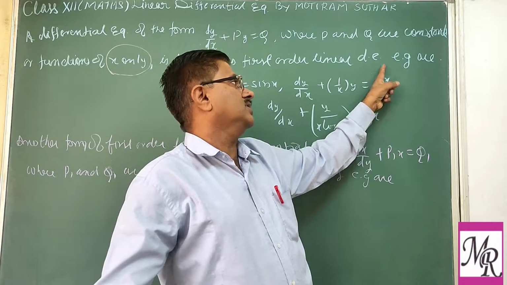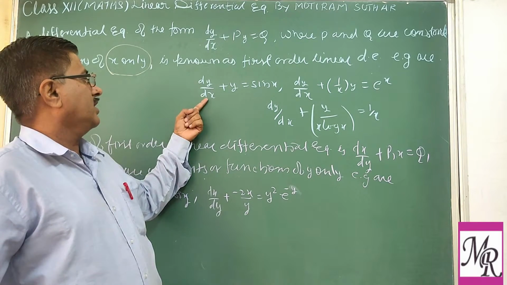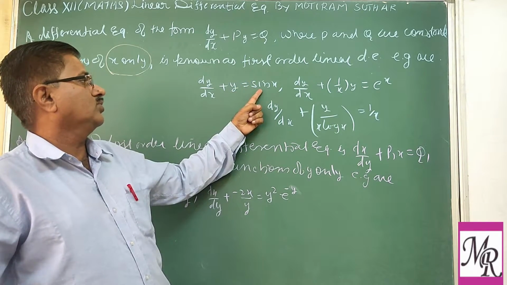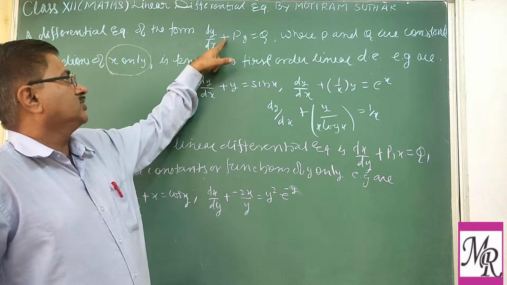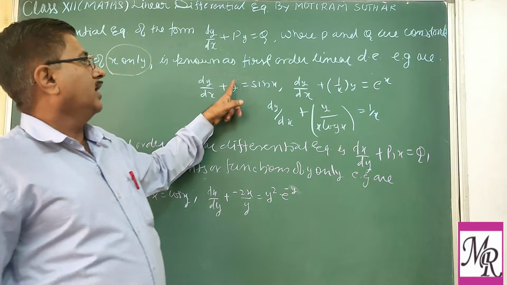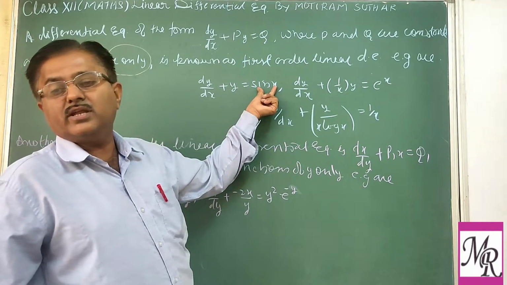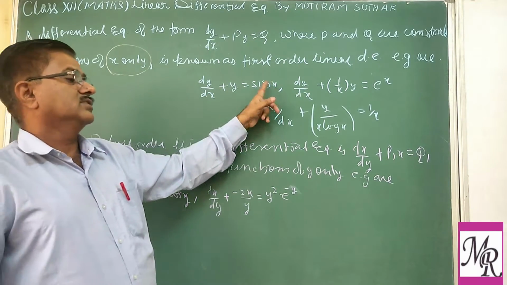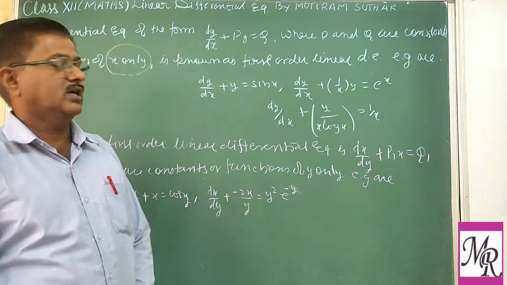Now we take some examples of this. For example, dy by dx plus P as 1 into y equal to Q as sin x. Here, dear students, if you compare, the value of P equal to 1, that is constant, clear? And Q equal to sin x. Q may be a constant or a function in x. According to our definition, it should be a function in x, so that is sin of x. So this is a first order linear differential equation.